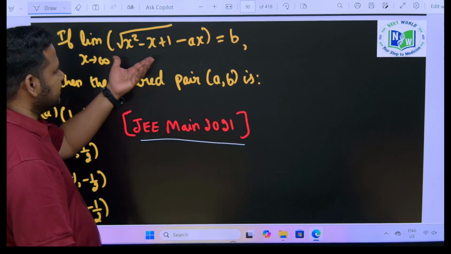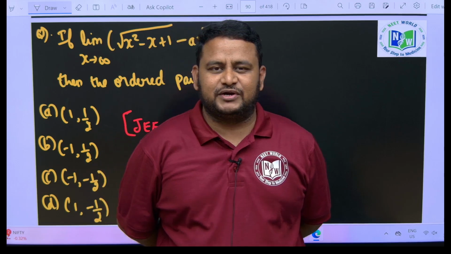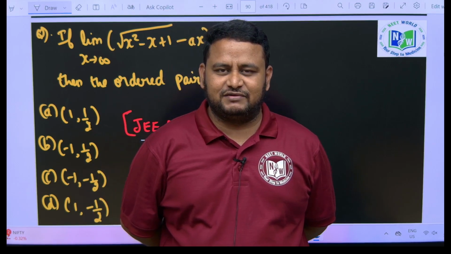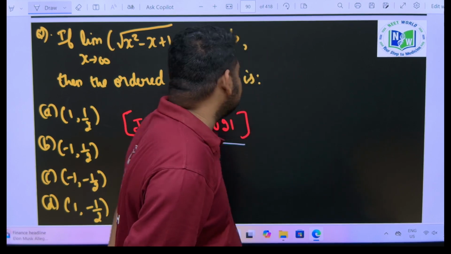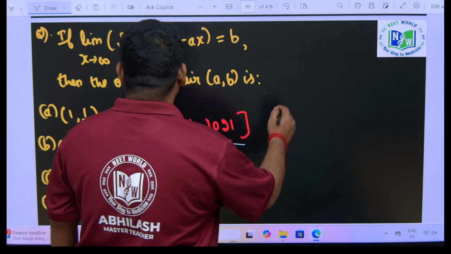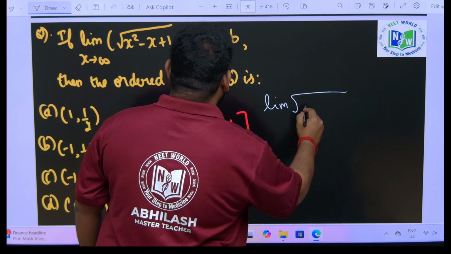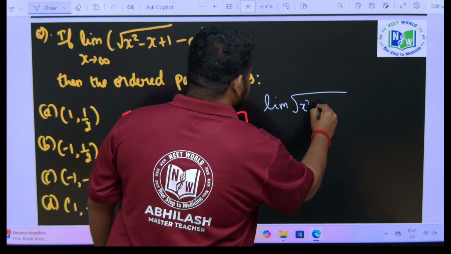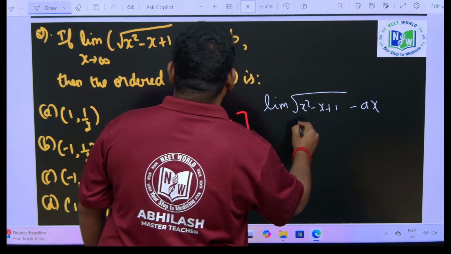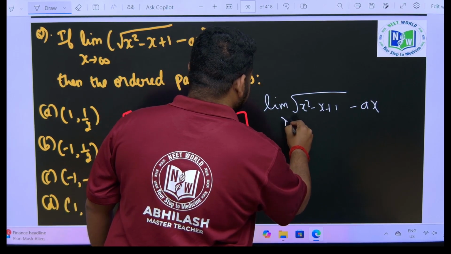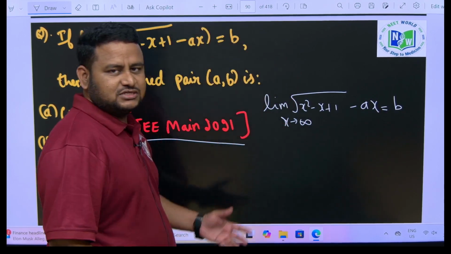So friends, look at this. I told you, when I was talking about evaluation of limits, whenever there is a square root, what should we do? We should rationalize. So let us rationalize this. What is given, friends? They have given limit of square root of x square minus x plus 1 minus ax, as x tends to infinity, is equal to b. I am just writing down the question as it is given. If I rationalize, what will I get?